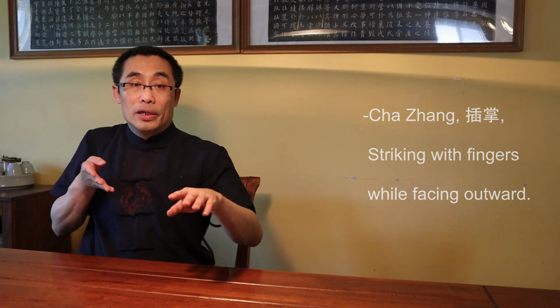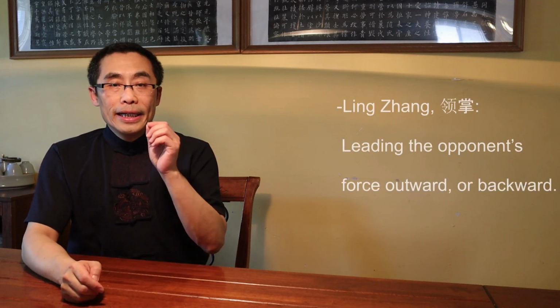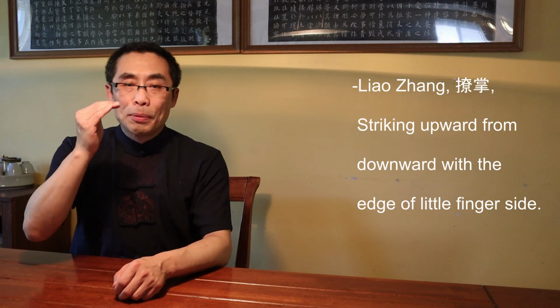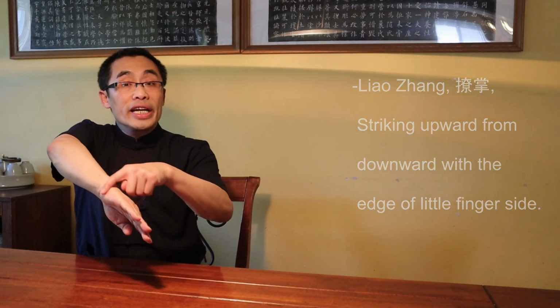叉掌, striking with fingers while forcing outward. 领掌, leading the opponent's force outward or backward. 带掌, leading the opponent's force backward with a grabbing or holding shape of the hand. 撩掌, striking upward from downward with the edge of the little finger side. 缠掌, moving along the opponent's arm like this. 正掌, striking with the back of the palm, pushed by another hand on the palm.